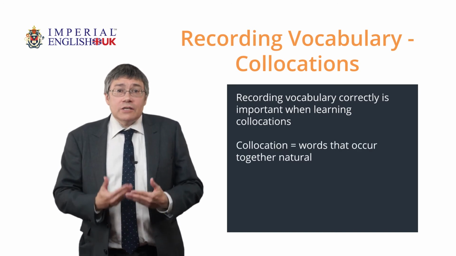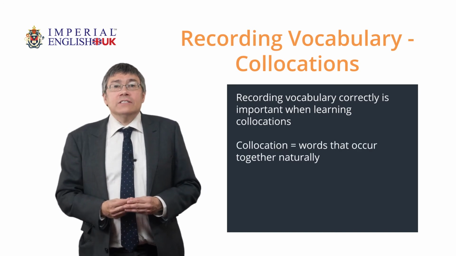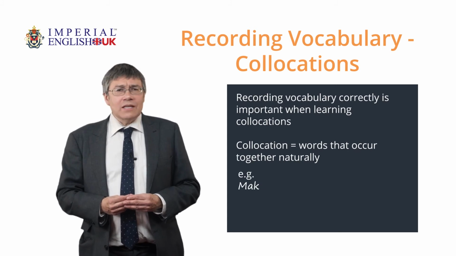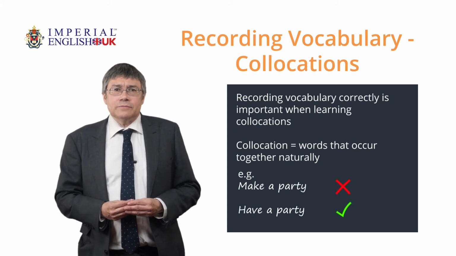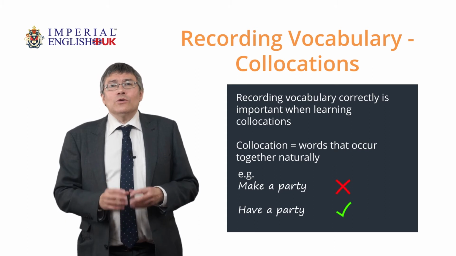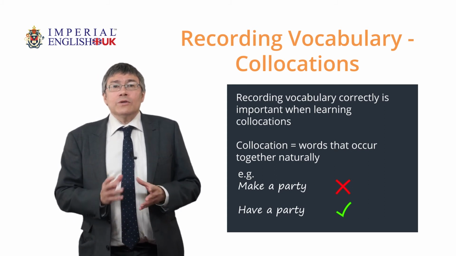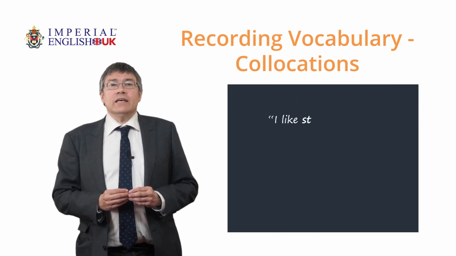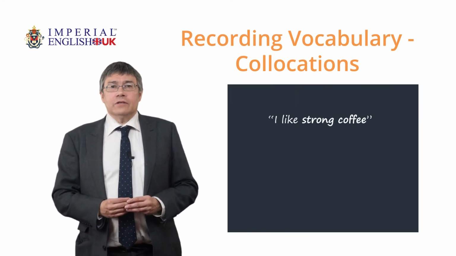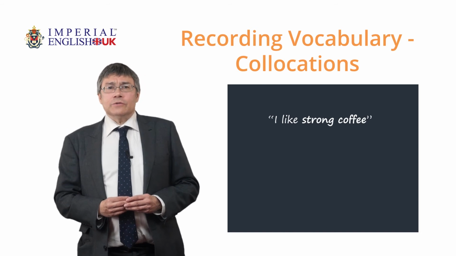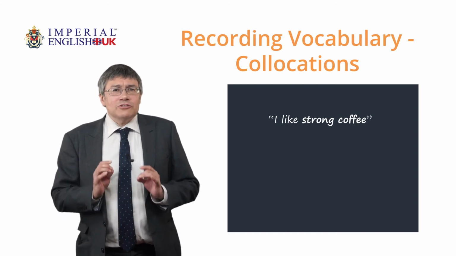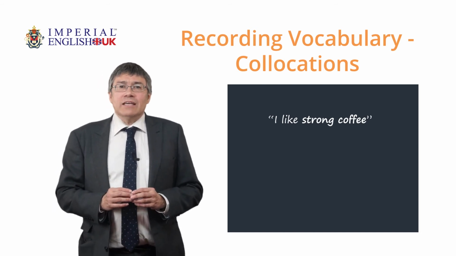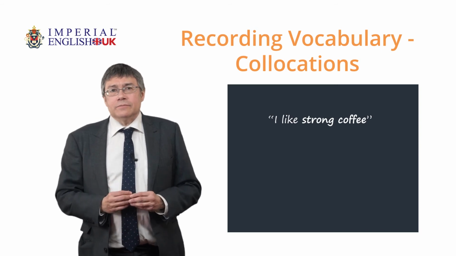Collocations, words that occur together, come naturally to native speakers, but not necessarily for learners. This is because there isn't always a logical meaning when looking at the words separately. For example, if we say, "I like strong coffee," a learner may get confused as their knowledge of the word strong is likely to be related to physicality.